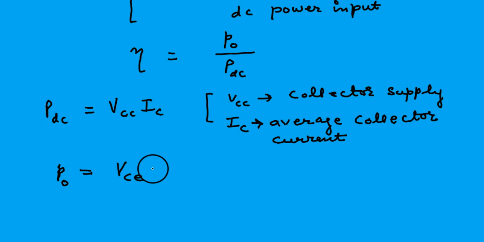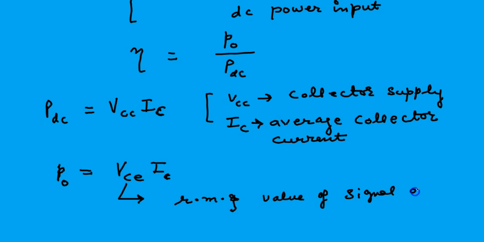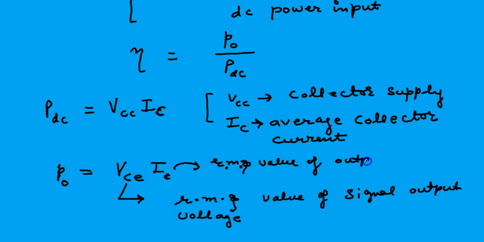Now what is the output AC power? That is the varying collector emitter voltage VCE multiplied by IC, where IC means the varying collector current. Moreover, the RMS values are used for the output AC power. The RMS value of the varying signals is used here: RMS voltage multiplied by RMS current. RMS means root mean square.